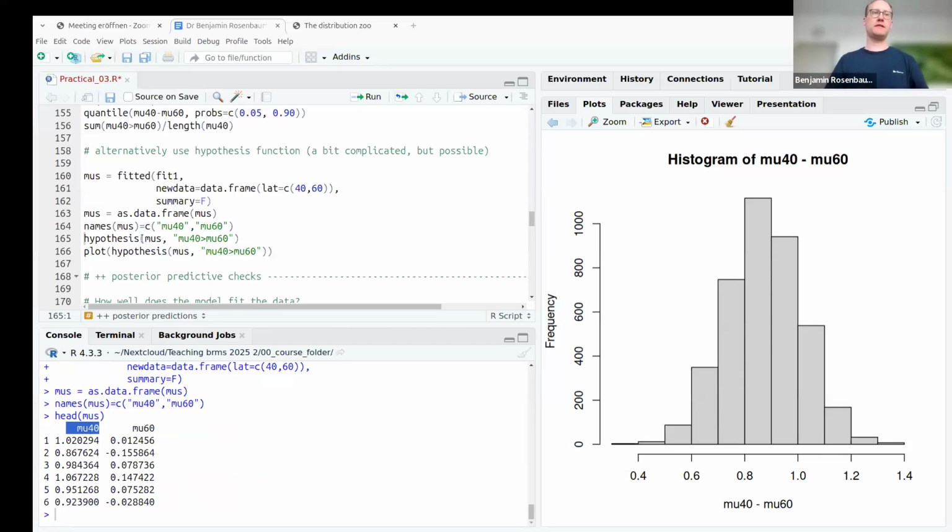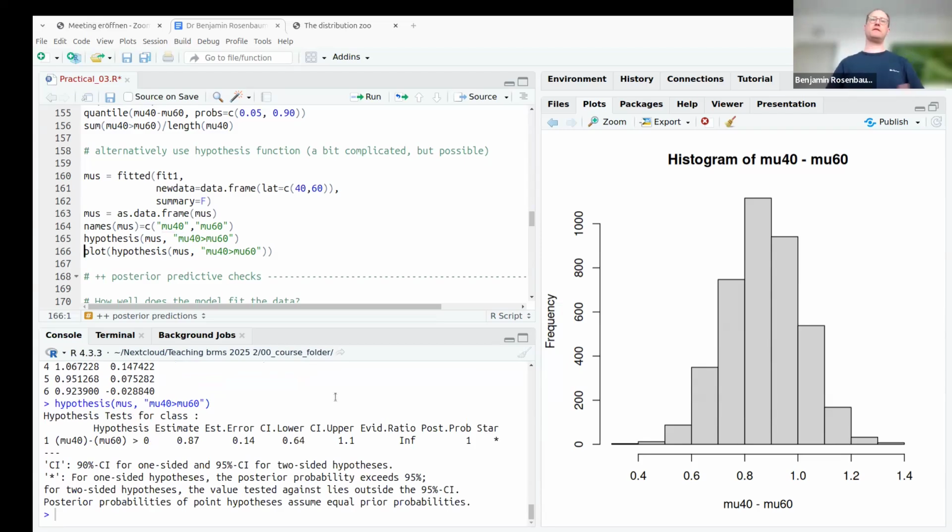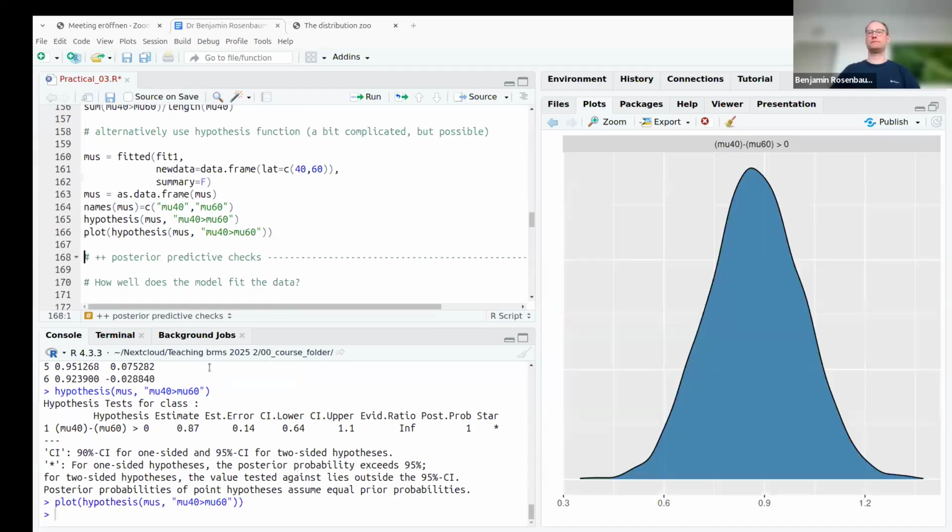And then you can put this into the hypothesis function and ask the question, okay, is plant height at latitude 40 larger than plant height at latitude 60? And I get the same answer. The probability here is 1. You can also plot this. And again, you get a distribution of the difference here.